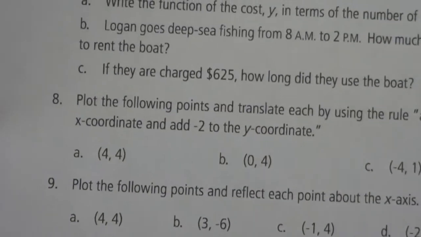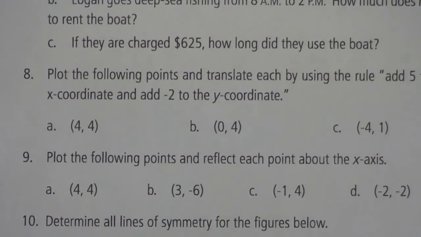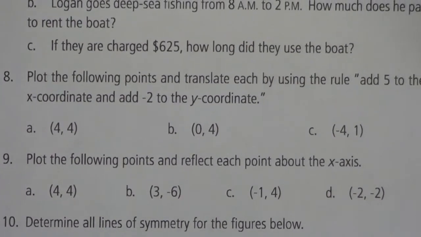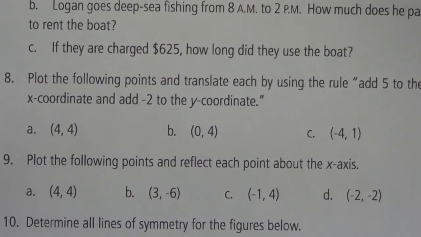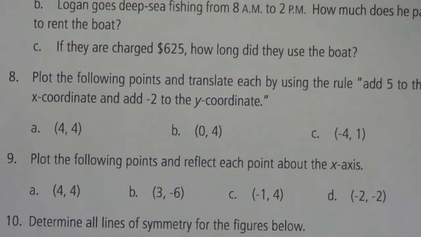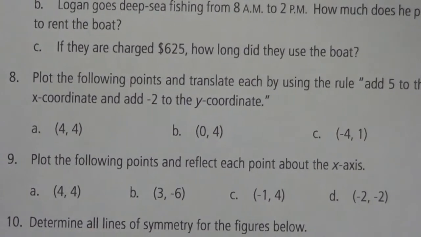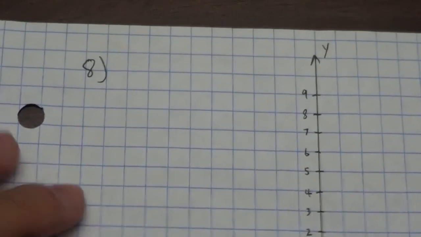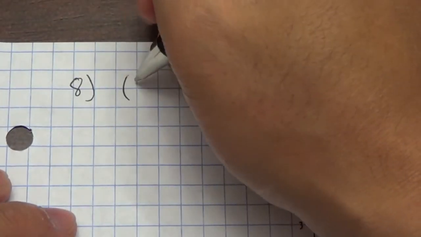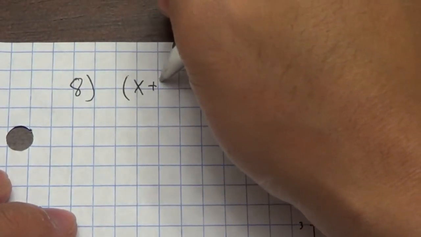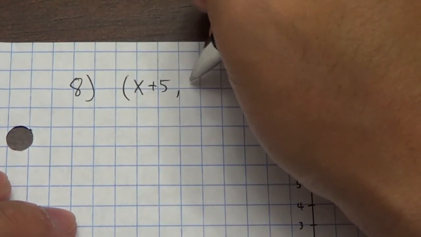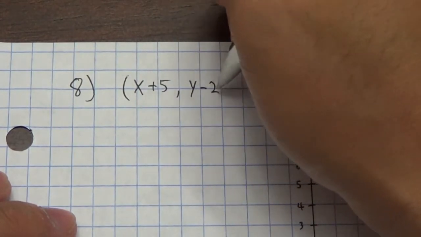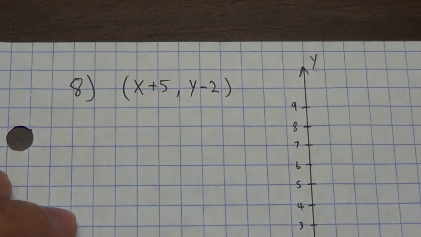Okay, for number 8, we need to plot the following points and translate each by using the rule: add 5 to the x coordinate and add -2 to the y coordinate. So to write that out, we're supposed to add 5 to x and add -2, which is the same thing as -2 to y.